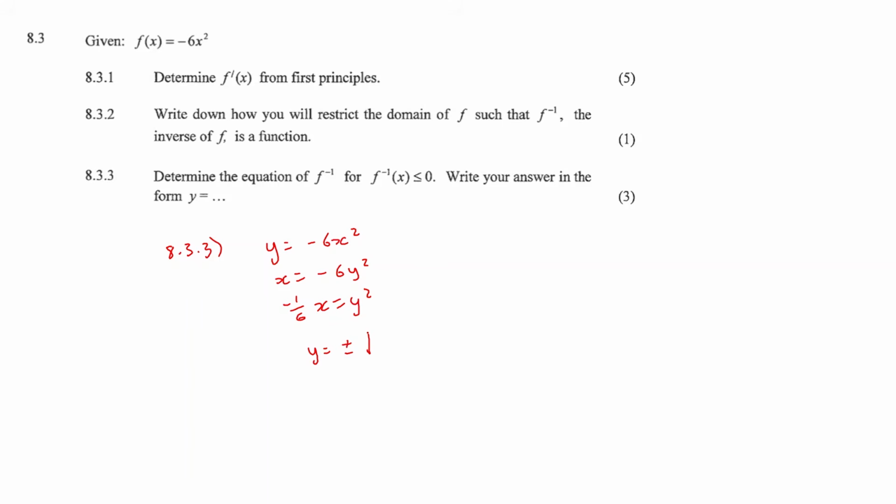and we get y is equal to plus or minus the square root of negative 1 over 6 x. But since they say that x must be smaller than or equal to 0, therefore y is equal to the negative value where x is less than 0.